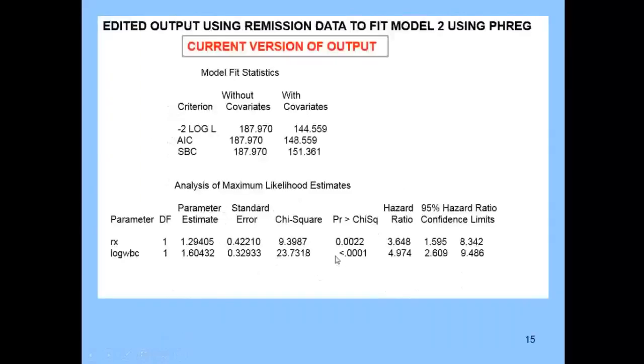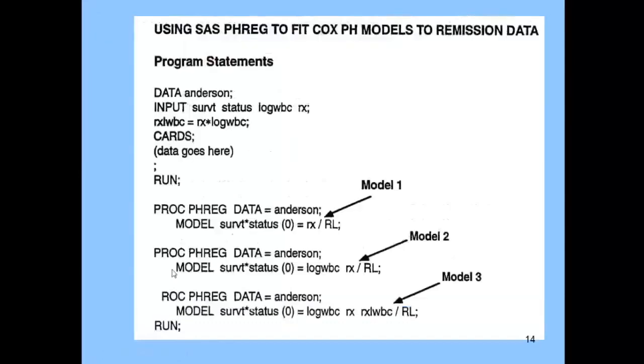If you do that, for example, for model 2, you've already seen this output. I showed you this output a few classes ago. For model 2, it has the two variables in there. It has their parameter estimates, standard error, chi-square, probability of chi-square, hazard ratio 3.648, and confidence limits. This is what you get when you write that code I showed you for model 2.